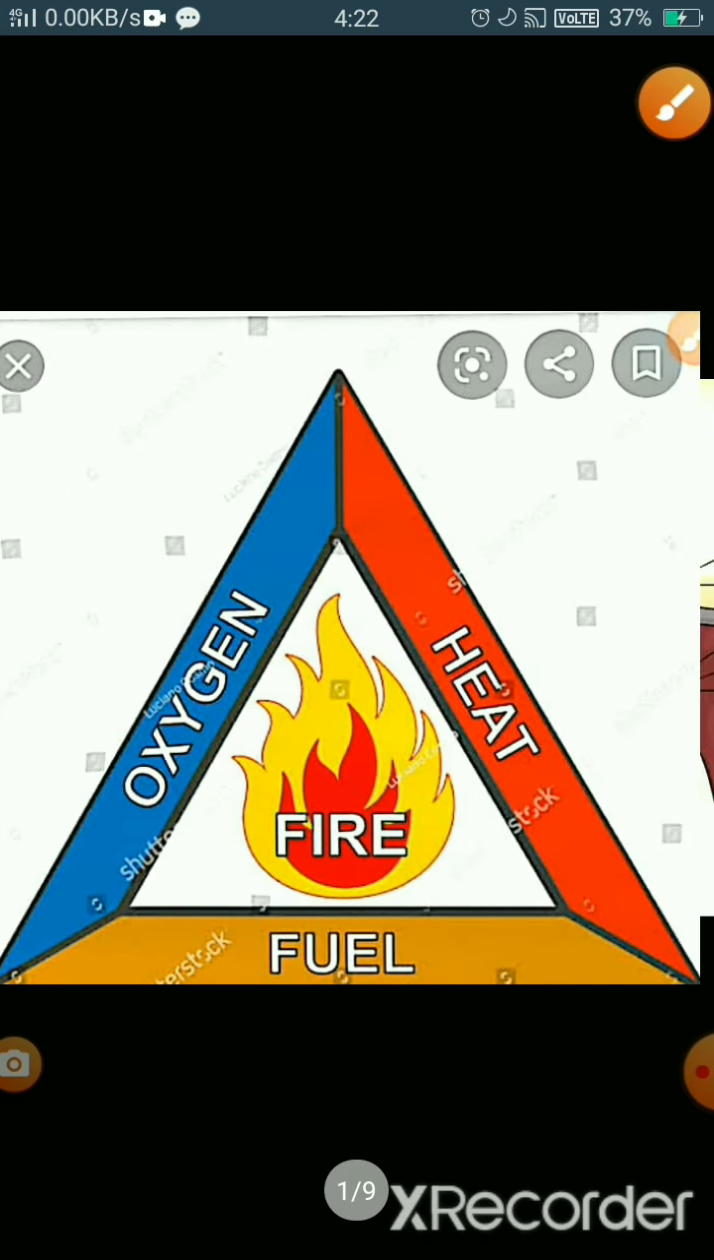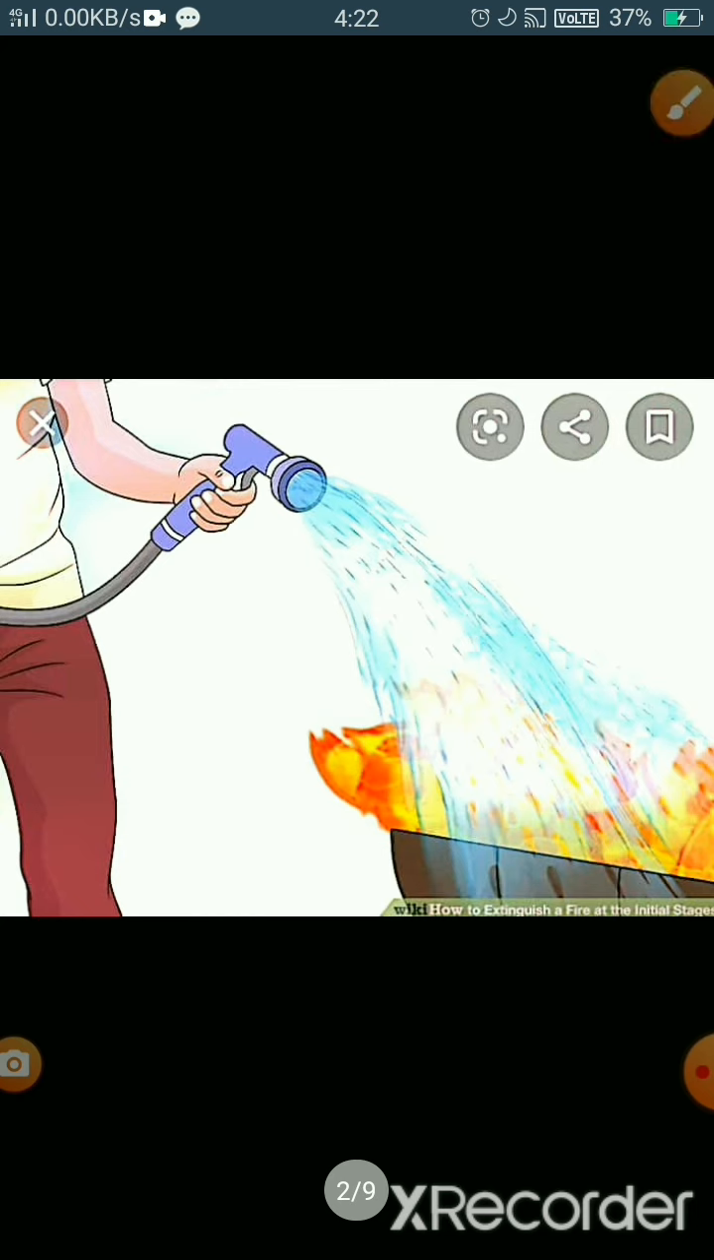Yes, water is used to control fire as it reduces the temperature of the combustible substance below its ignition temperature, and water vapor surrounds the combustible material. This results in cutting off the air supply, causing the fire to extinguish.